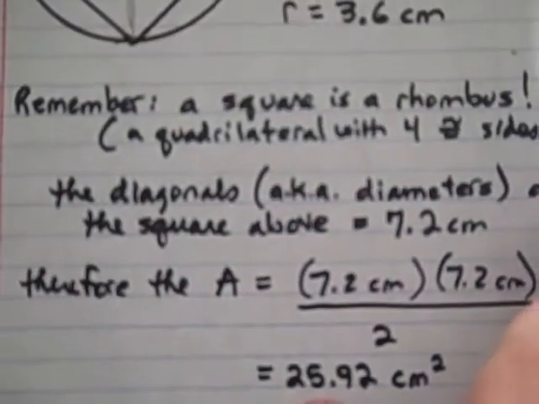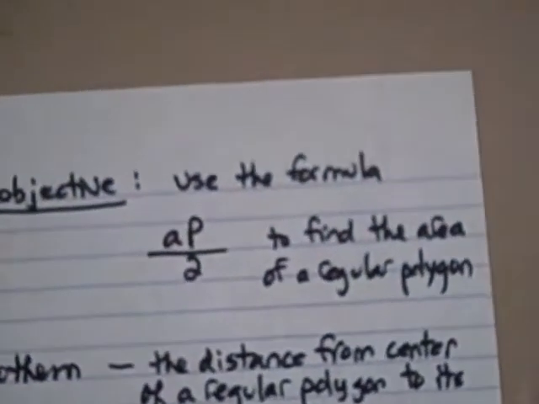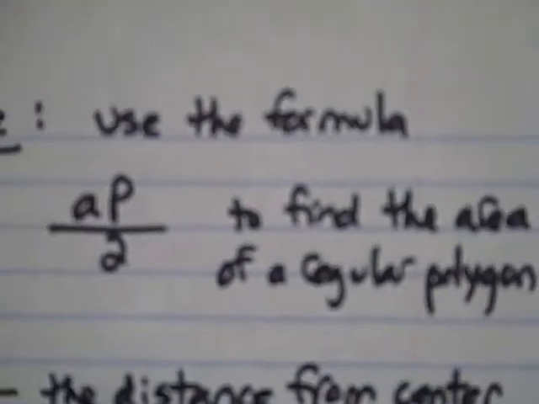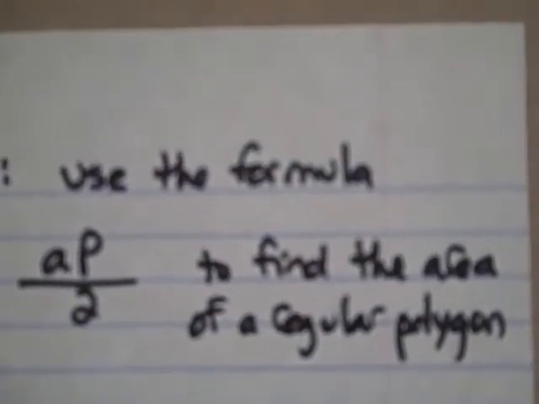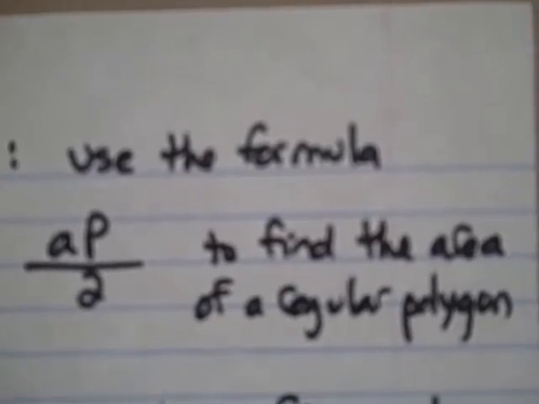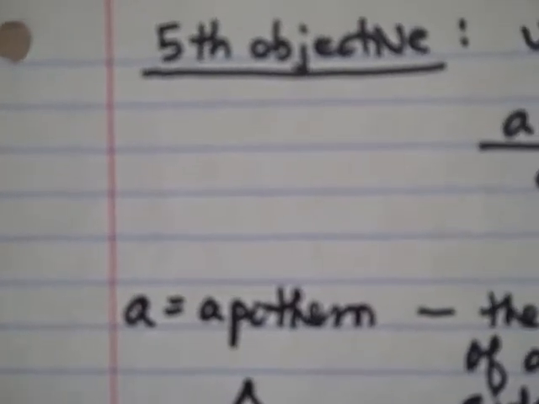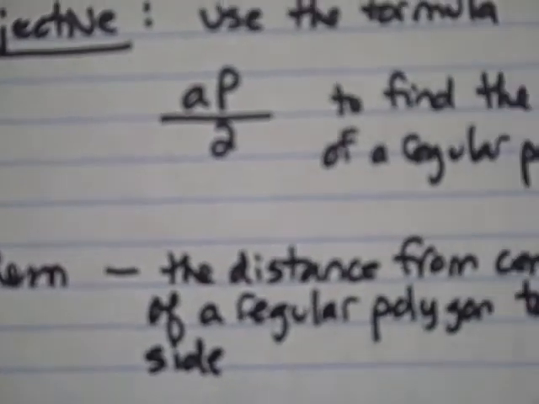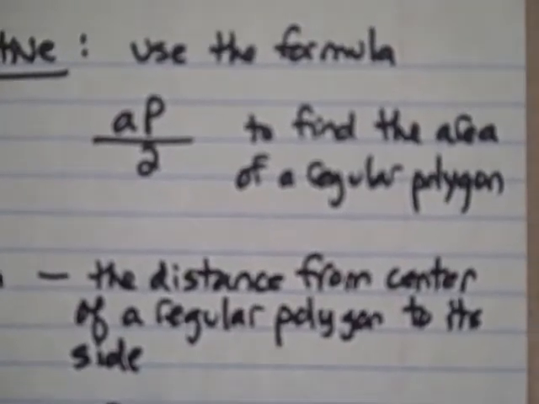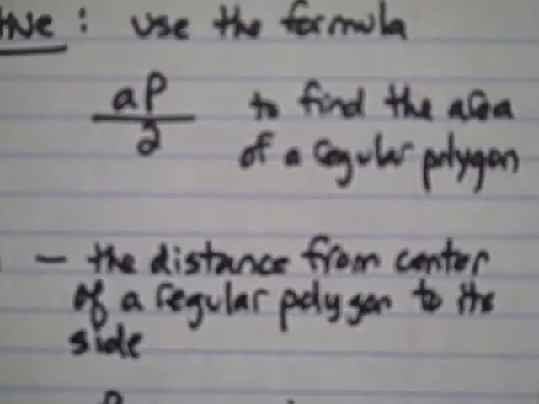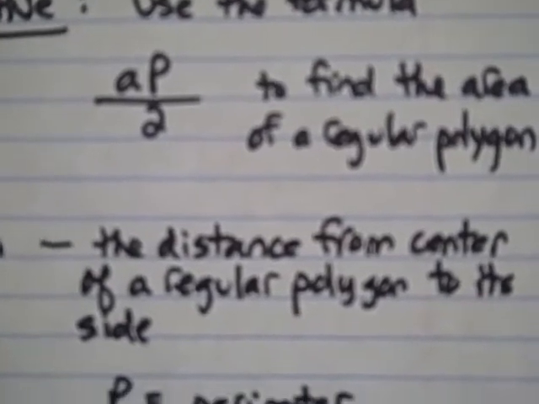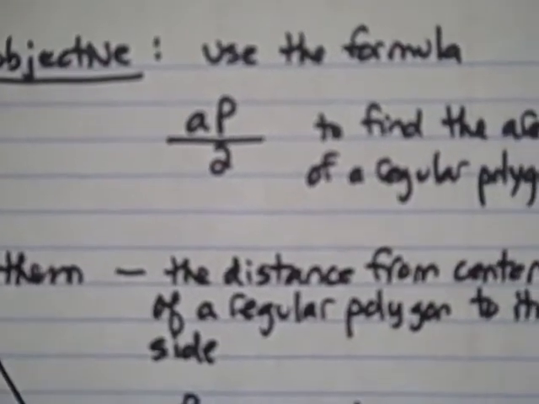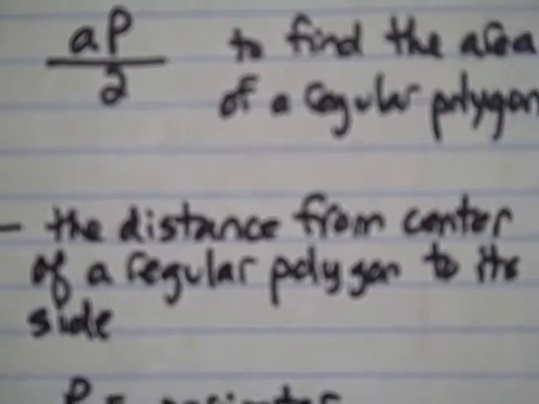All right, moving on to our last objective. There is a formula that can be applied to all regular polygons, and sometimes it's handy to use. So our fifth objective is to use this formula, A times P over 2, to find the area of a regular polygon. We're going to have to define a few things here. A stands for something called an apothem, which is the distance from the center of a regular polygon to its side. Not the distance from the center to a vertex, that's a radius. But the apothem is the distance from the center of the regular polygon to its side.